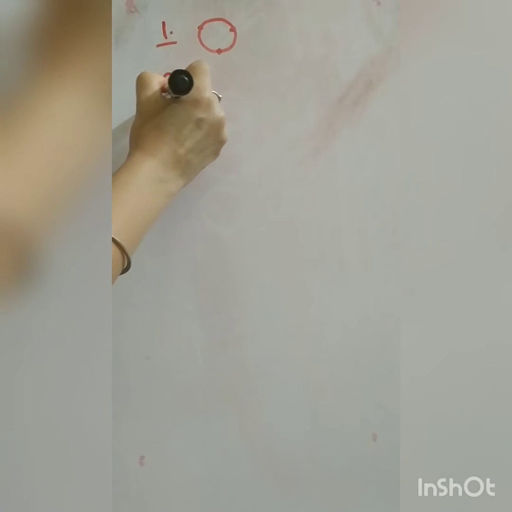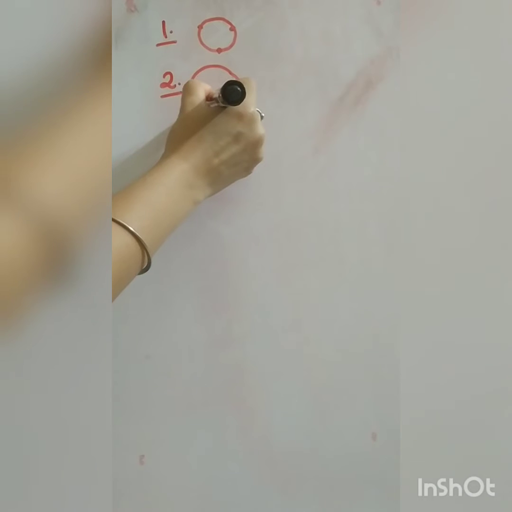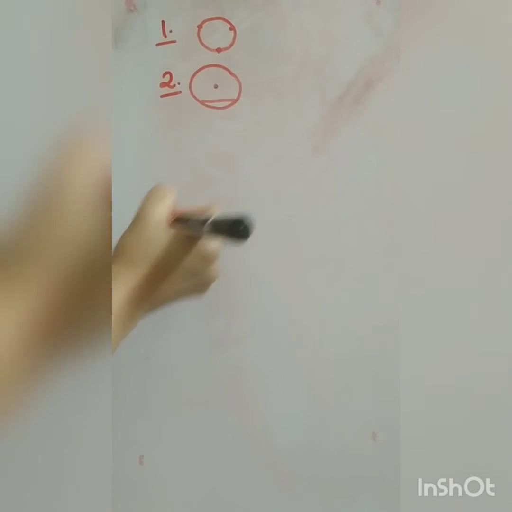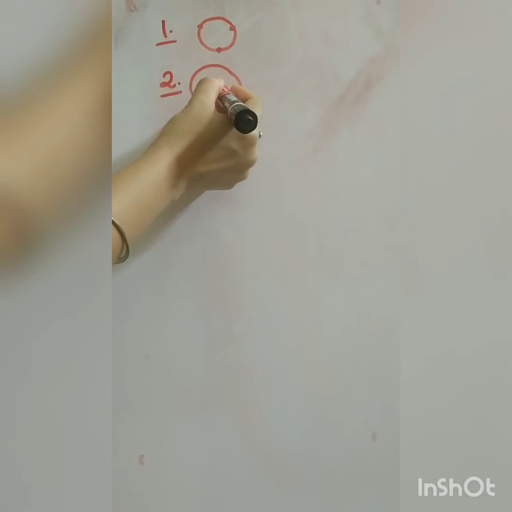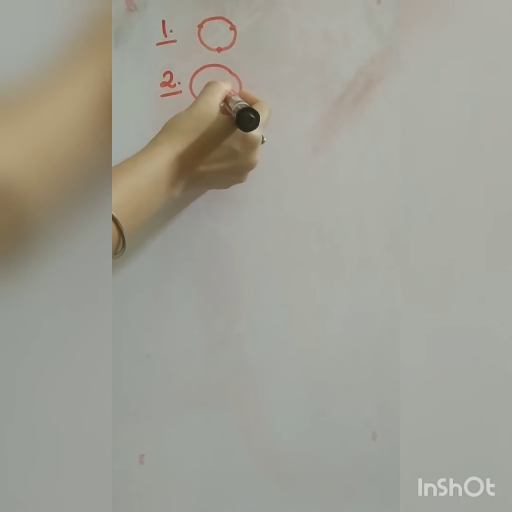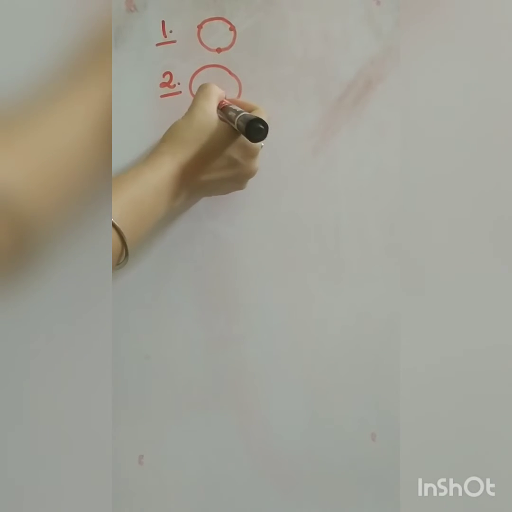So now let's go to the second one. The second theorem is, in a circle, there is a chord. This is a chord. If a straight line is drawn from the center of the circle to the chord perpendicular to it, then it bisects the chord. Let me repeat. If a straight line is drawn from the center of a circle to a chord perpendicular to it, then it bisects the chord. Okay? This is broken up into halves.